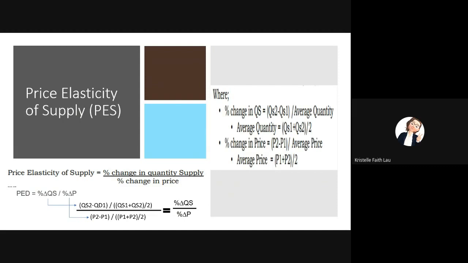So, the calculation we will use is the percentage change in quantity supply. Earlier it was QD, here in PES we use QS. So, that is the change that happens in PES. Earlier we were looking for quantity demand, now it is quantity supply. So, percentage change in quantity supply and the percentage change in price. So, it is the same process as with demand. So, let's proceed to the example to better understand the price elasticity of supply.